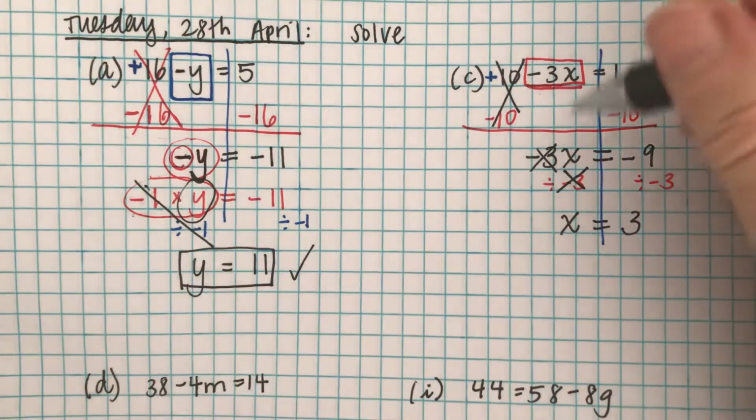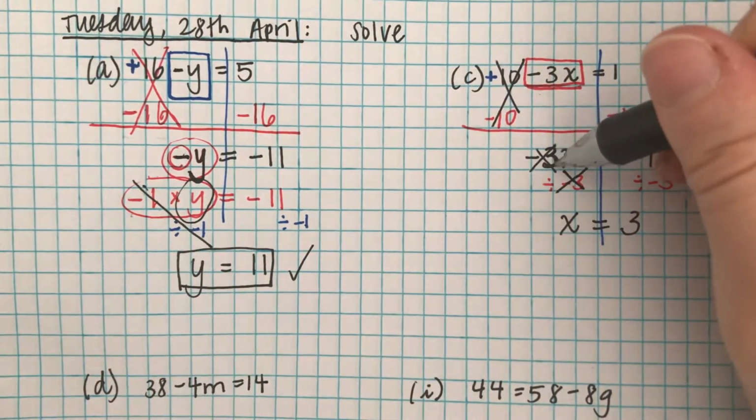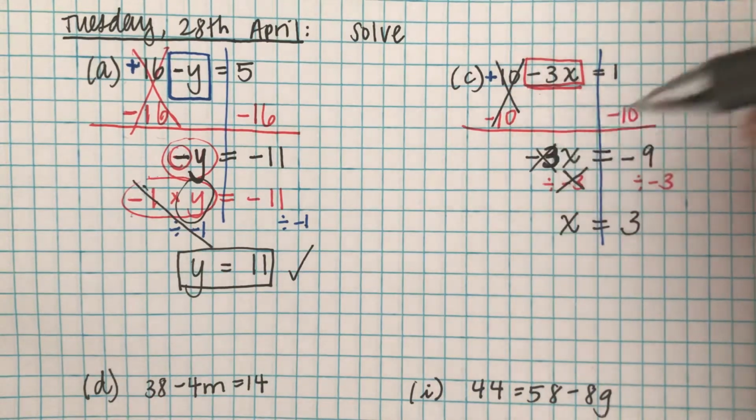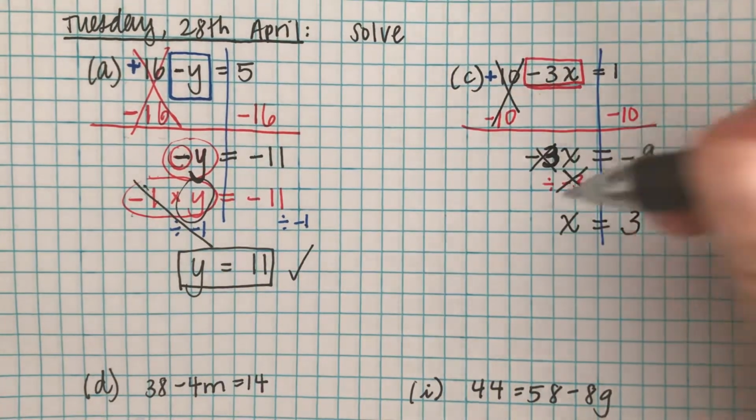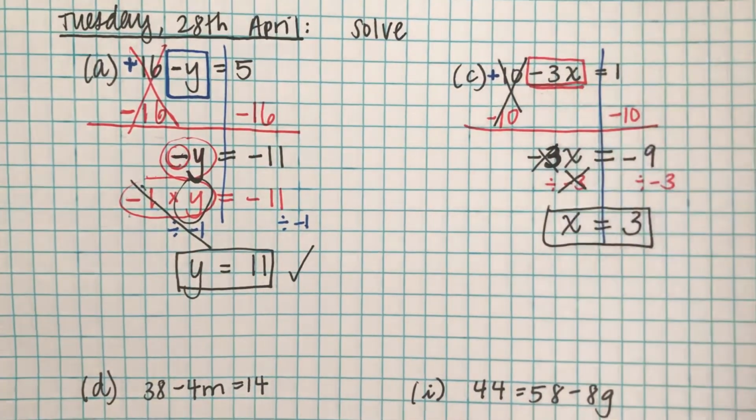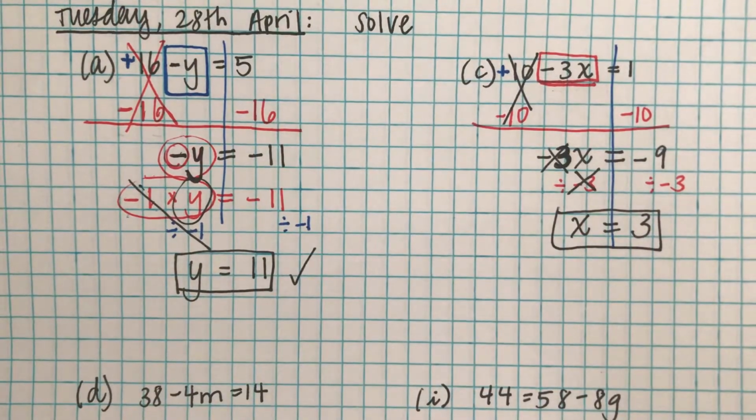A common mistake that I see a lot is people forget to divide by a negative 3. They'll just divide by 3 and then kind of forget about the negative. But really be careful and make sure you remember that there is a minus sign there.